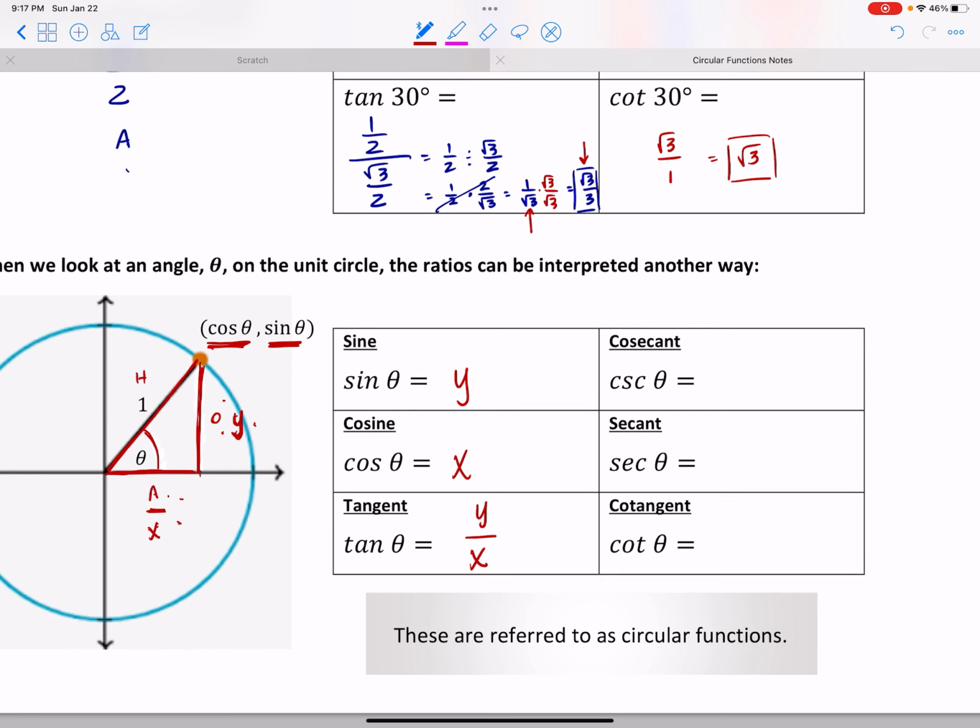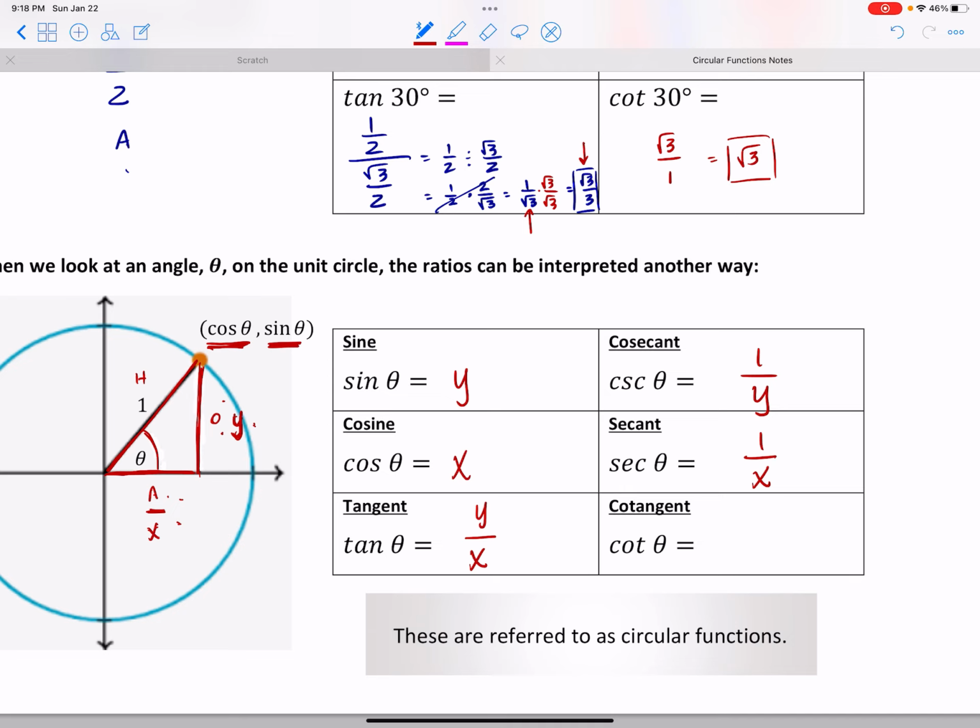Okay, it's y over x. And then cosecant, secant, cotangent, those are all just reciprocals. So if I want to find the cosecant for an angle, I'm going to find the y coordinate and flip it over. So the reciprocal of y, which is technically y over 1, would be 1 over y. Or if I wanted the secant, again, this is the reciprocal of our cosine function. So if cosine is x, this would be 1 over x.